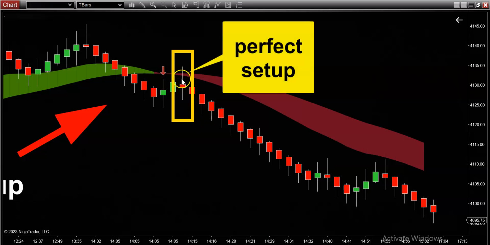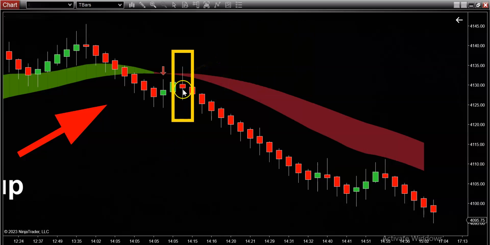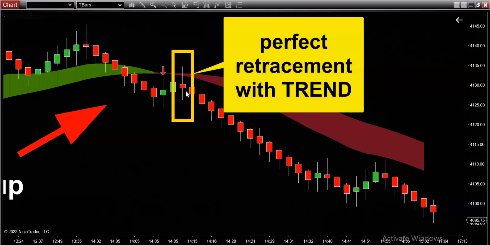Why is this a perfect setup? Well, this is a red bar that closed on or above the red band. This is a much higher probability setup. I call it retracements, but other people call it pullbacks. You can call it anything you want. The point is, this right here is your signal bar. This is the only moment in time that you should even be considering going short this market.